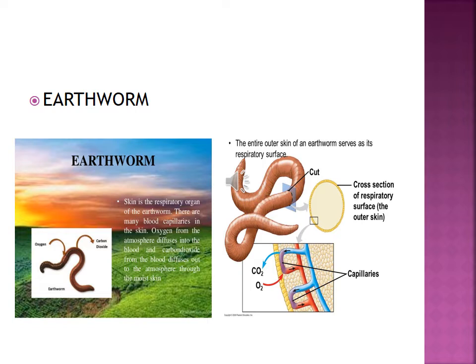You can see in this picture, in the cut cross section, that they have capillaries. Through these capillaries, oxygen from the atmosphere diffuses into the blood and the carbon dioxide from the blood diffuses out to the atmosphere through this moist skin.